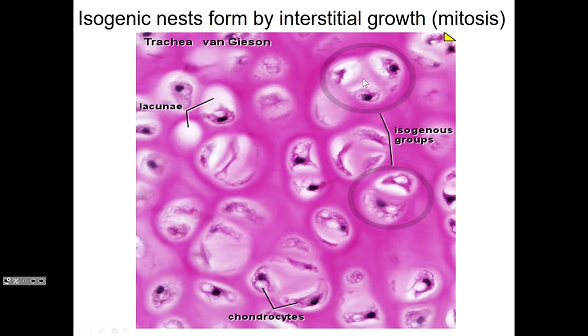So you can have both mechanisms going on together in cartilage. For instance, by perichondrial differentiation into chondroblasts and chondrocytes by appositional growth, eventually as that cartilage matures, right in the middle, if you see clusters of cells like in these isogenous nests, they can also then grow by interstitial mitosis.